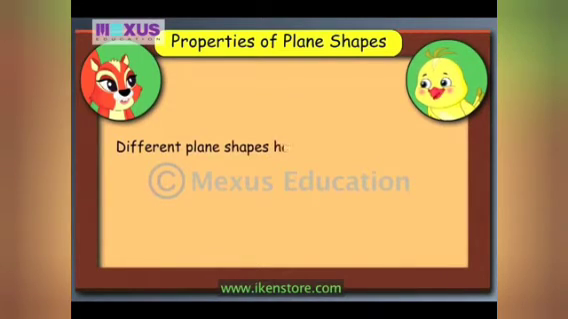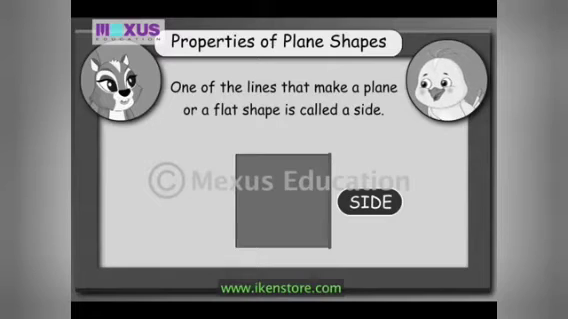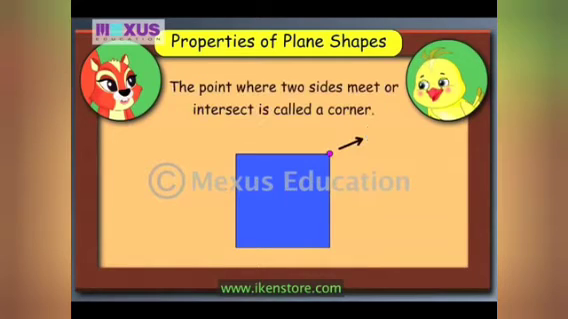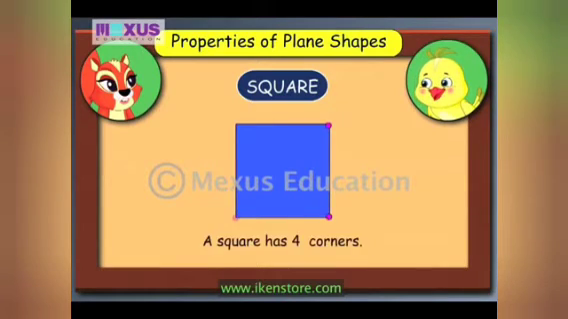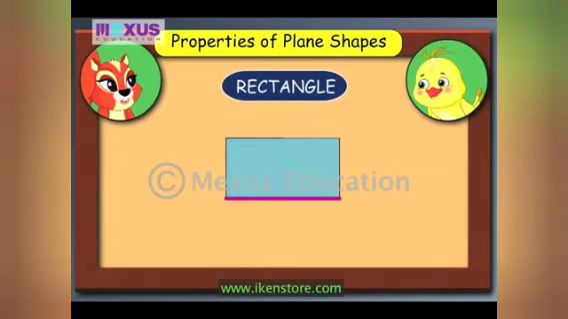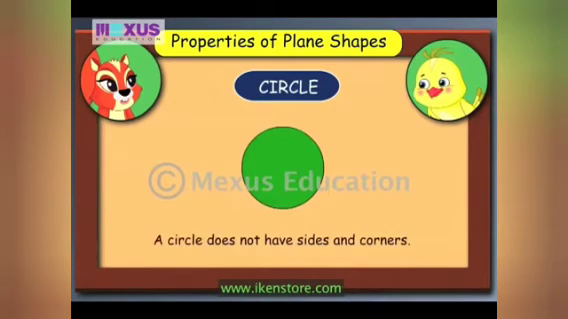Different plane shapes have different number of sides and corners. One of the lines that make a plane a flat shape is called a side. The point where two sides meet or intersect is called a corner. A square has four equal sides and four corners. A rectangle has four sides and four corners. A triangle has three sides and three corners. A circle does not have sides and corners.